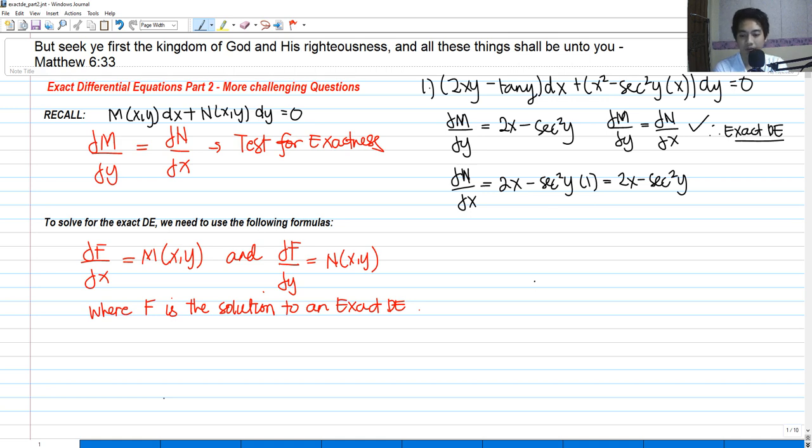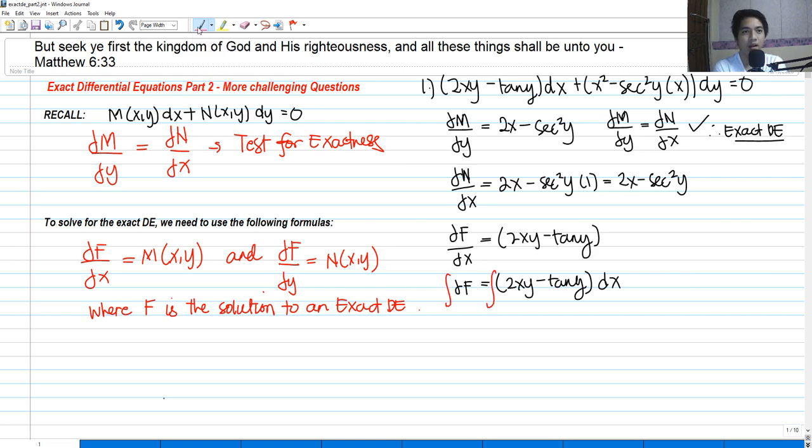So, what are we going to do next? We have this formula, the partial of f with respect to x equals M(x,y). So we have 2xy minus tangent of y, and cross multiplying, we have the quantity 2xy minus tangent of y, then dx. What we are going to do is integrate.